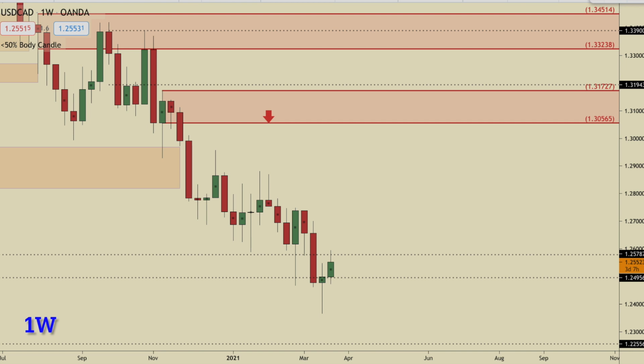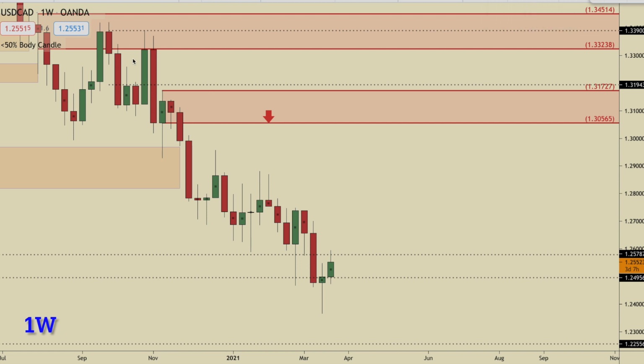So the time frame sequence I use, as most of you know, for supply and demand, you use 3 time frames to take trades. And in this instance, I was using the weekly as my highest time frame, the daily as my intermediate, and then the 4-hour as my entry.